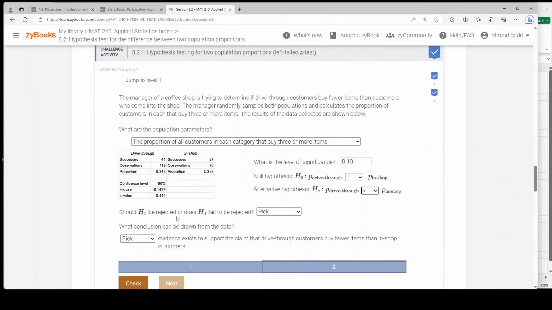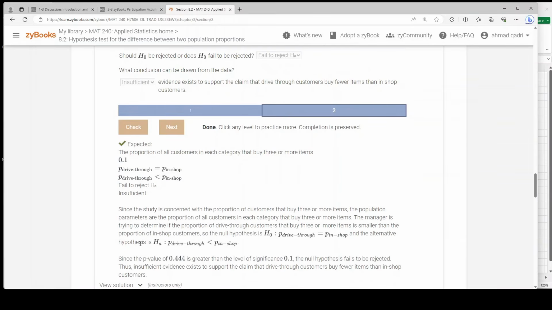So should the null hypothesis be rejected? We can see the p-value is 0.444, which is much greater than 0.1. So we fail to reject the null hypothesis. And the conclusion is that we have insufficient evidence to support the claim that drive-through customers buy fewer items than in-shop customers. And that is the correct answer.